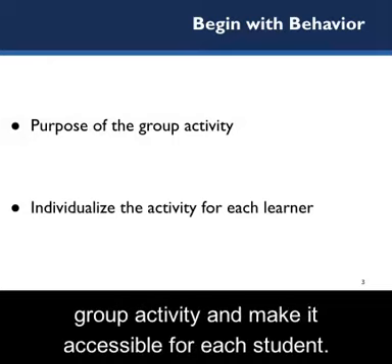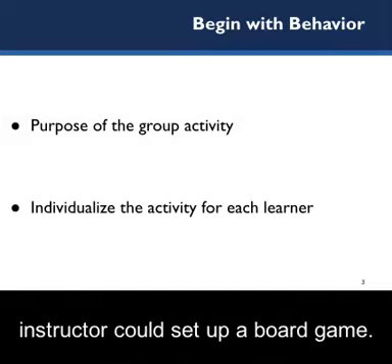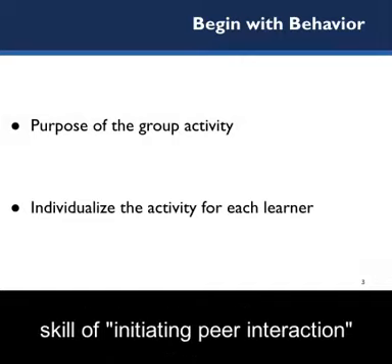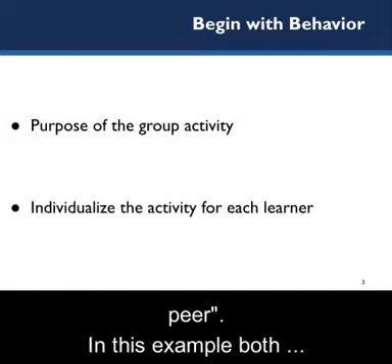For example, when working on social interactions, an instructor could set up a board game. One student playing the game might be targeting the skill of initiating peer interaction, and another might be targeting turn-taking with a peer. In this example, both students are doing the same activity, but they are working on different skills.